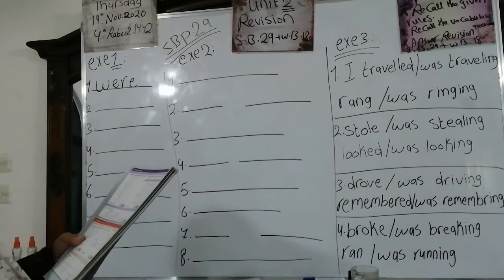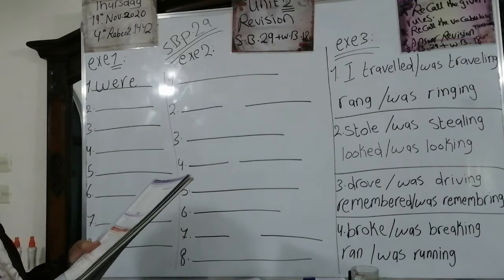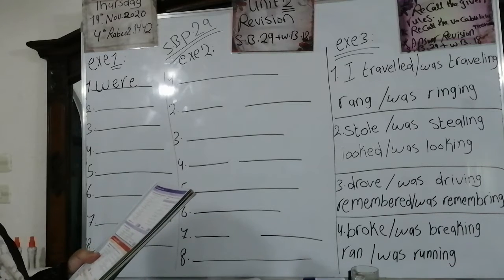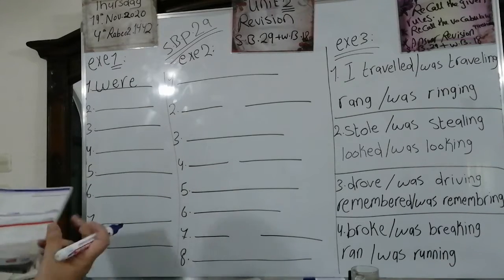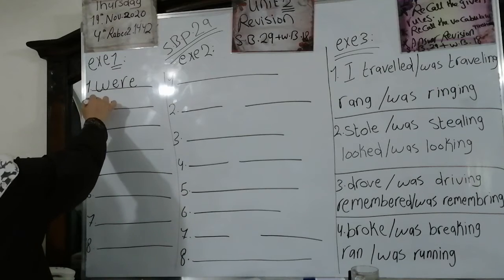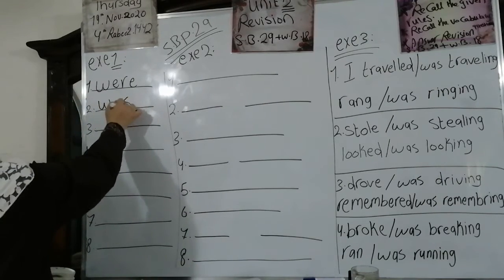Now, number two, what's the problem? Now, where is the main verb here? Is. We're going to change it into the past. Which is it? Which is was. Yes, excellent. What was the problem?